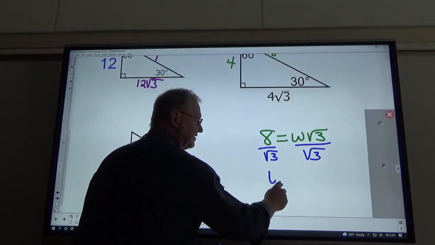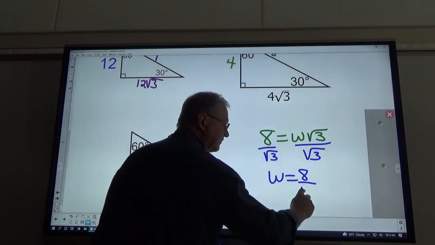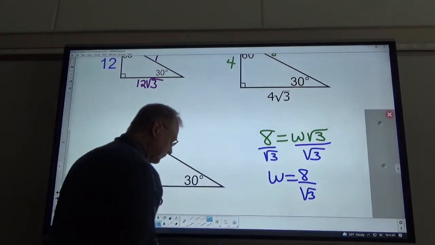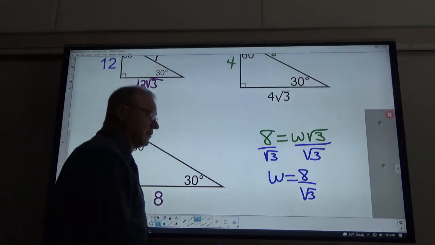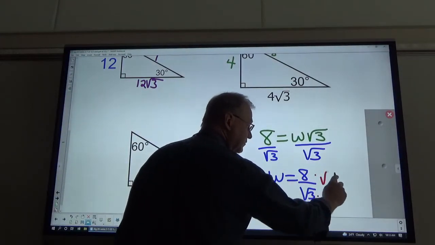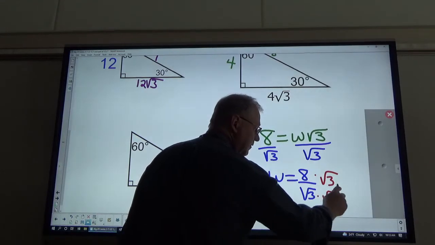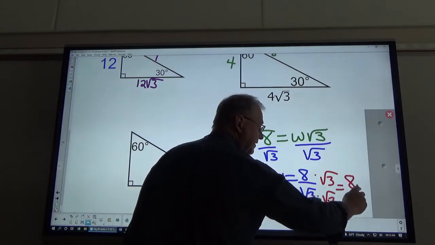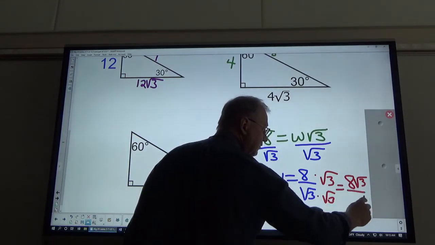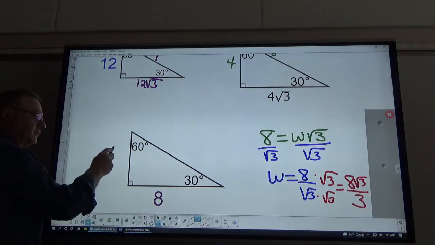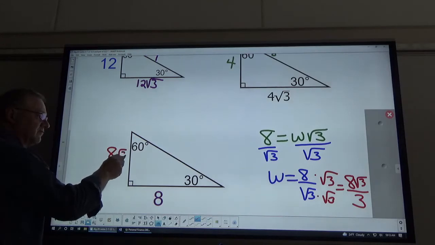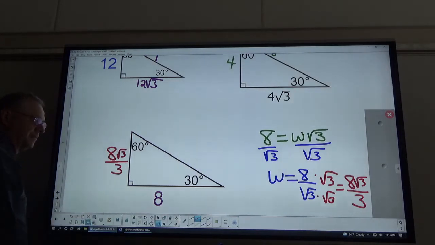So that gets me w equals 8 over square root of 3. Problem is, I don't want a square root in my denominator, so I'm going to multiply top and bottom by square root of 3. So that's going to be 8 square root of 3 over 3. And that's the value of w, 8 square root of 3 over 3.